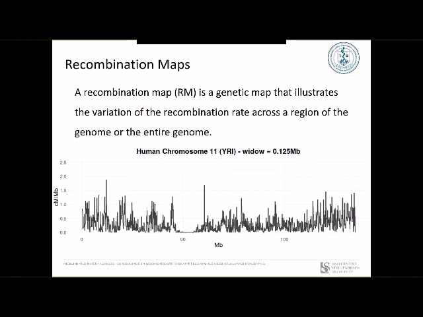In the figure, the recombination rate is plotted over the physical position of chromosome 11. Here, the peaks illustrate hotspots. Some studies indicate that 80% of all recombination events could be found within these hotspots. Currently, there is a lack of high-resolution population-specific recombination maps for Southern African populations.